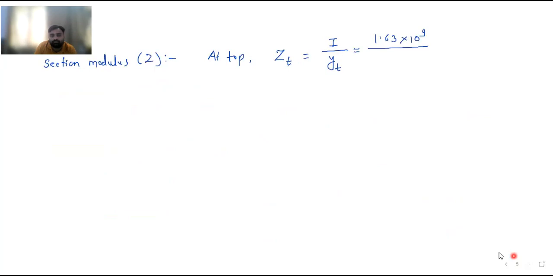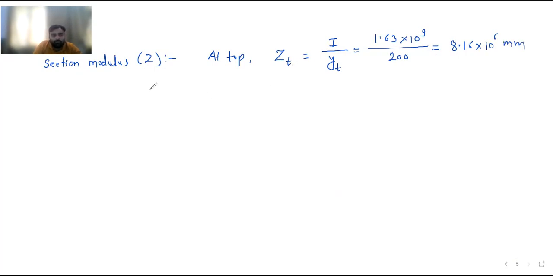So now y top is 200, which is equal to, let me know the value. 8.16 into 10 raised to 6 mm cube. So this is Z top.